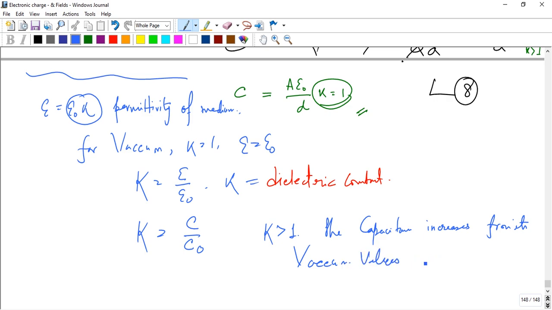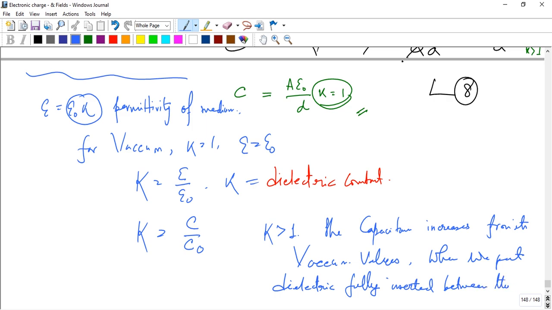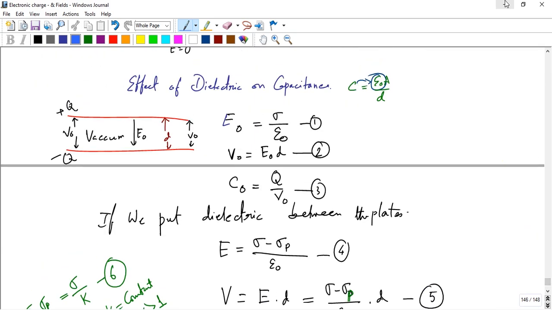when we put the dielectric fully inserted between the plate or the equipotential surface. Okay. That's the basic concept. What is the factor depending on K? So here we discuss only that when I put a dielectric in between these two equipotential surfaces, what happened here and what is the change in the value of capacitance, and here is a basic discussion.